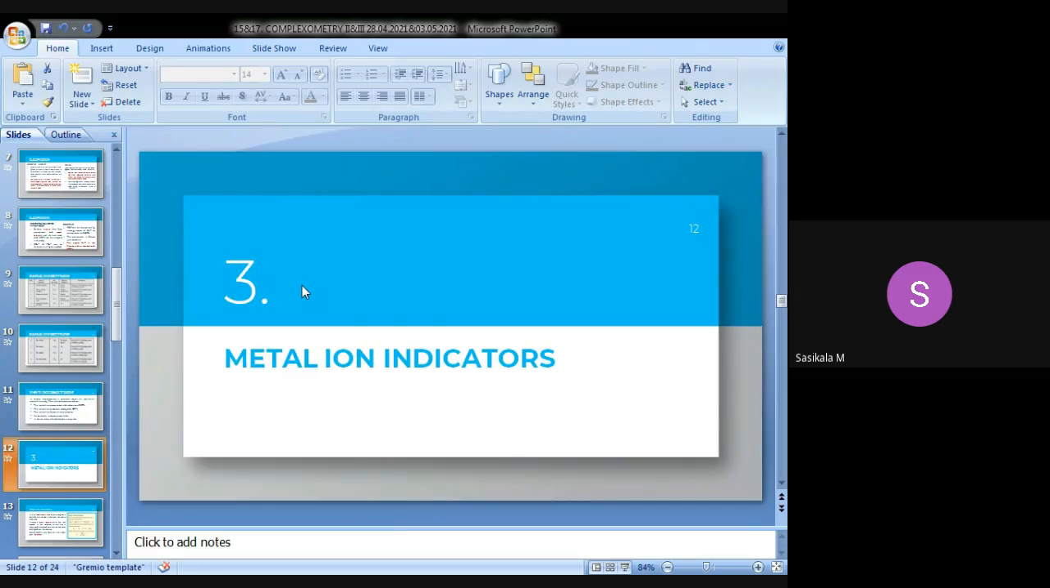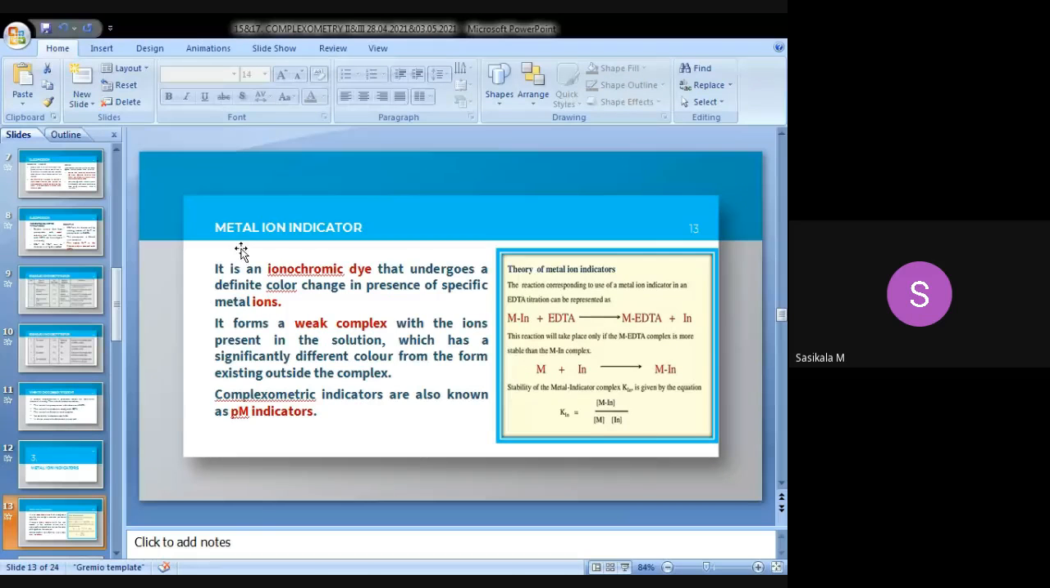Now let's move on to the third part of complexometric titration, that is metal ion indicators. Metal ion indicators are otherwise known as pM indicators, metallochromic indicators. It is an important question from metal ion indicators that will be asked in the main exam. So it is an important topic under the complexometric method. So let's see what a metal ion indicator is.